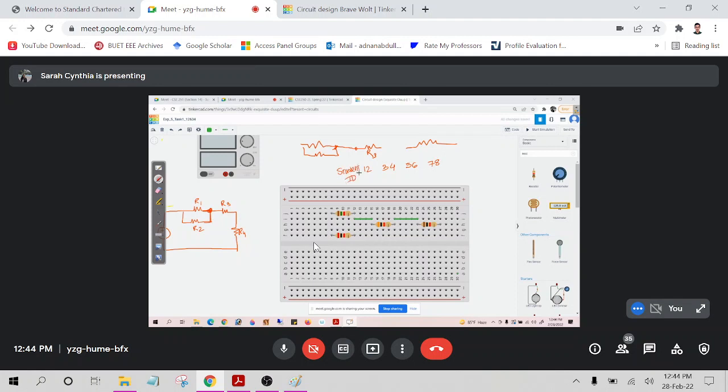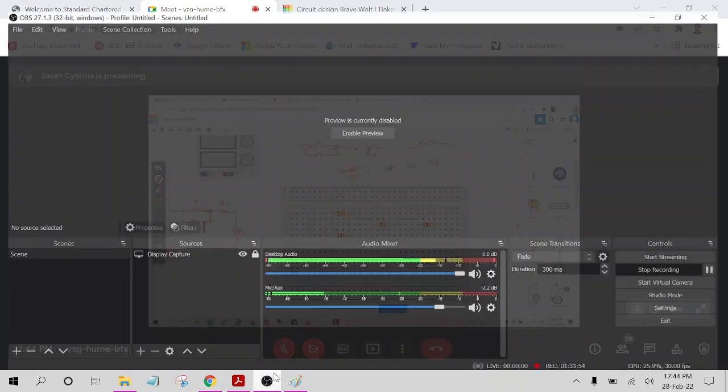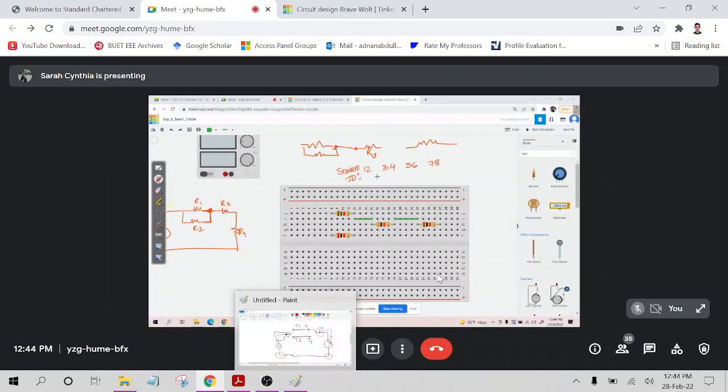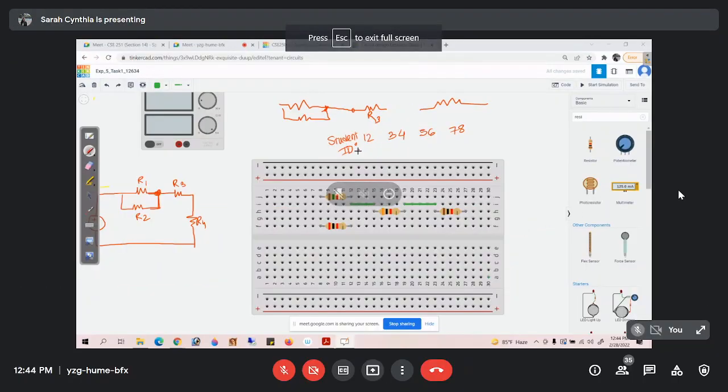Yes, sir. So if your student ID consists of 8 digits, like sir said, this will be your combination of resistance values.